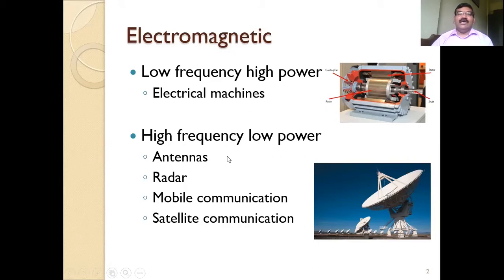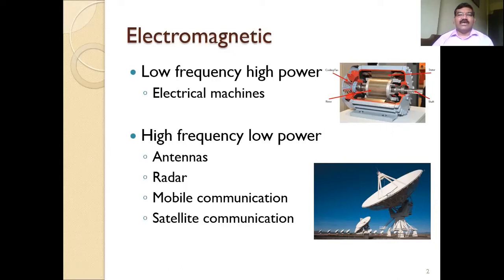Now we will go for higher frequency and comparatively low power. If you see applications like antenna, radar, mobile, satellite, and many others, these are all electronics and telecommunication engineering applications, telecom applications. Our focus is this: high frequency, low power. Now, why are we going for high frequency? Which are the other applications for high frequency?